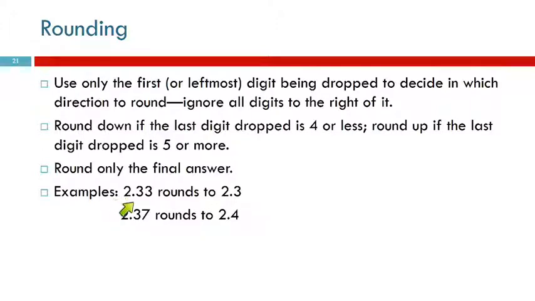So if we're rounding 2.33 to the 10th place, and I frequently use an underline to represent the last significant figure, we're going to look at the next digit. That's a 3, it's less than 5, and so we round down, and so the result is 2.3. Rounding 2.37 to the 10th place, the next digit is 7, and so we round up and we write this as 2.4.